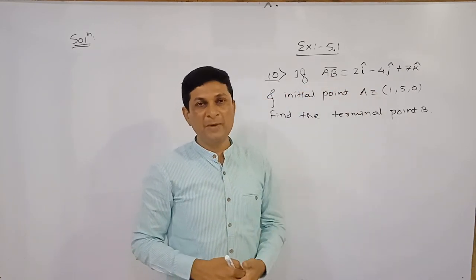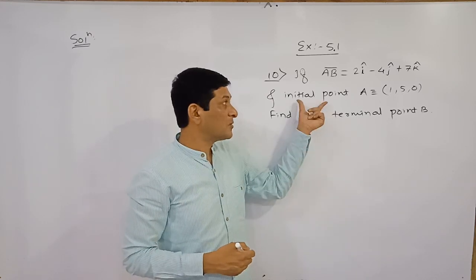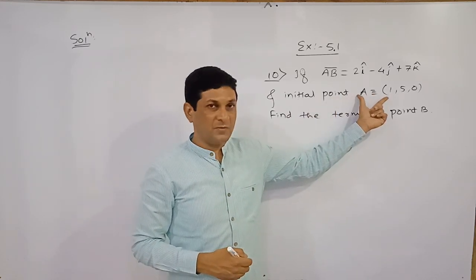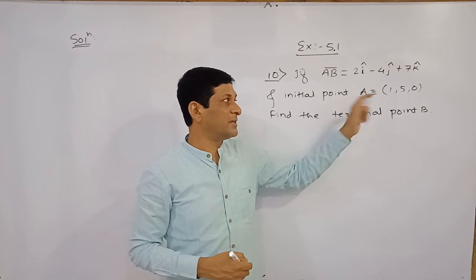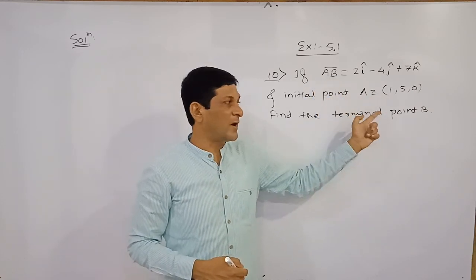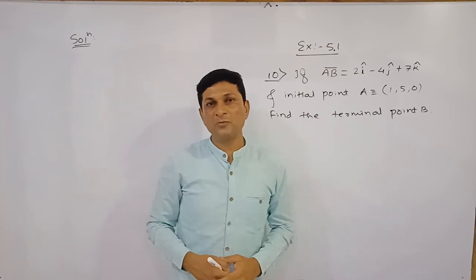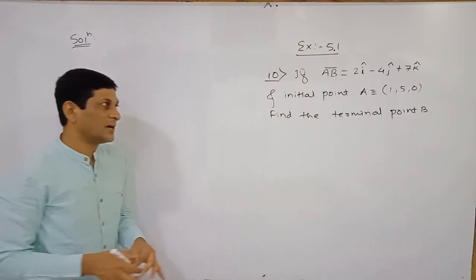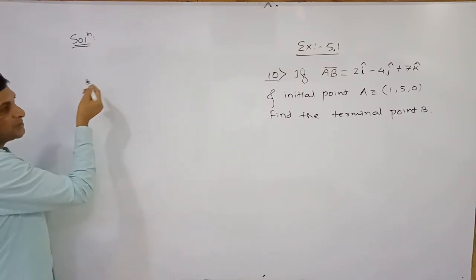The value of AB bar is given to us, and the coordinate of the initial point is given. The question is to find the coordinate of the terminal point B. So now we are trying to find the coordinate of the terminal point. First write out the given condition.